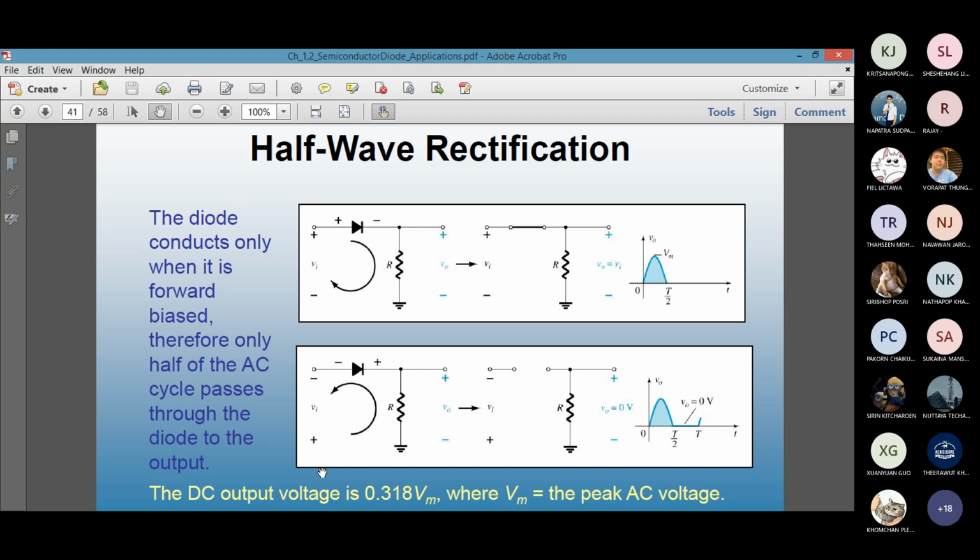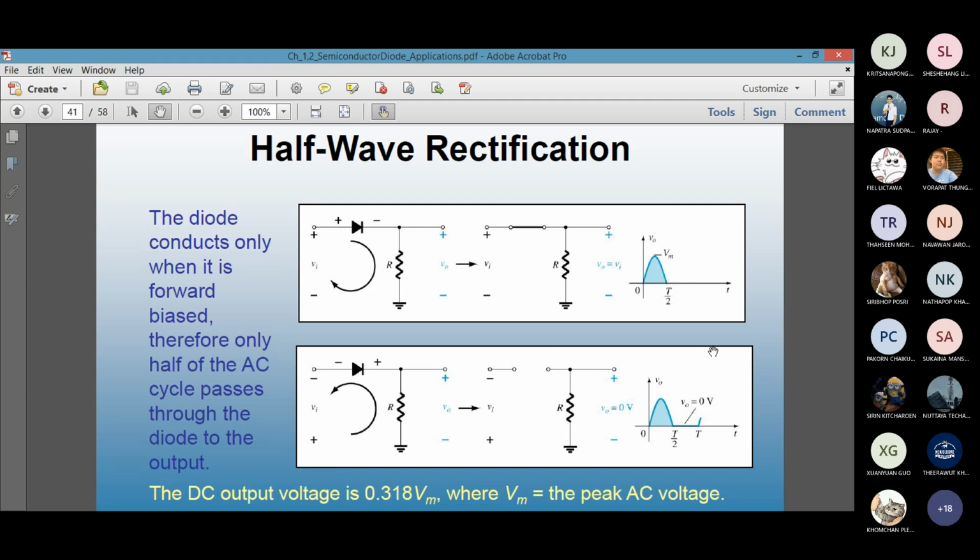What happens when the input cycle is the negative half peak? What is the status of the diode? Which bias? Reverse bias. In reverse bias, the ideal diode is like an open circuit. No current, so you see there is no peak in the second half cycle.